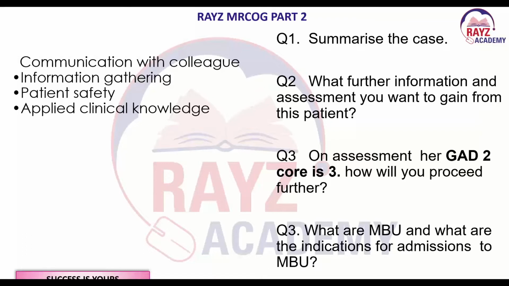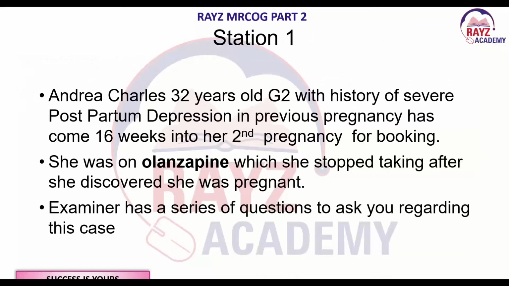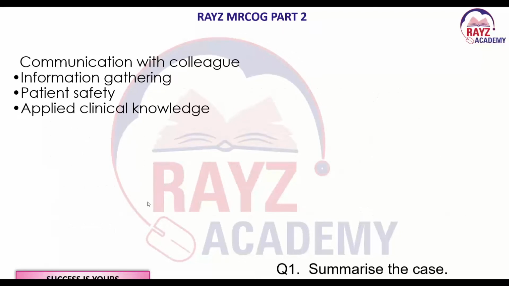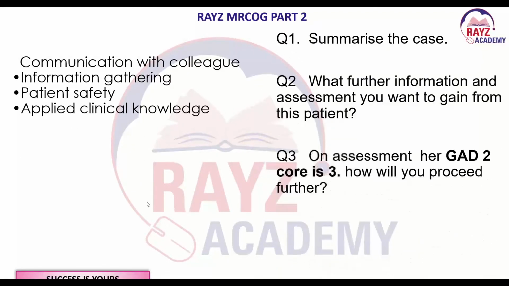Okay, and you did the station. I'll give the scenario again. So this was the scenario, dears. This is a structured discussion where a patient has come. She is 32 years old with a previous history of postpartum depression in the previous pregnancy. Now she is 16 weeks and she is a late booker in her second pregnancy. She was on olanzapine, which she has stopped taking on her own. And now the examiner has a series of questions for you. So I hope this is clear, and these are the questions which I asked.